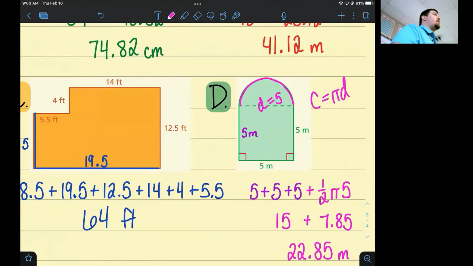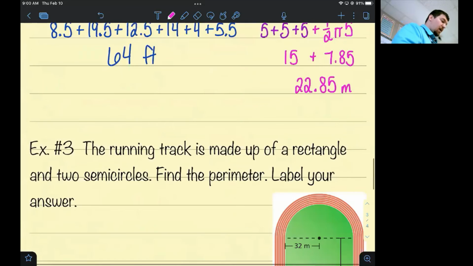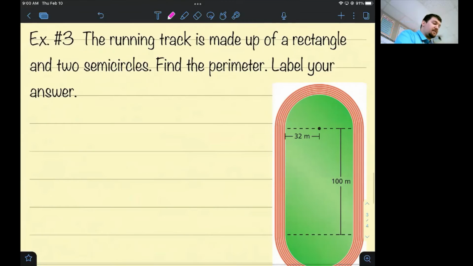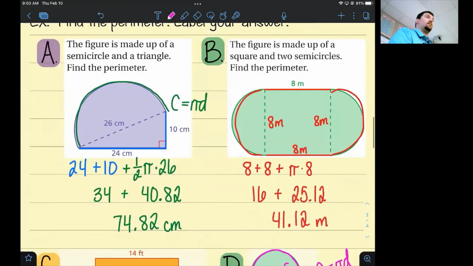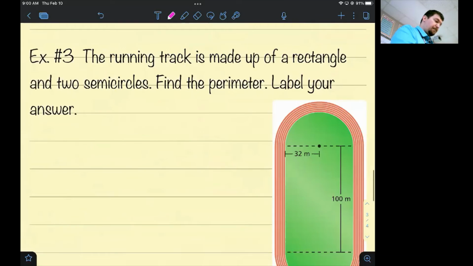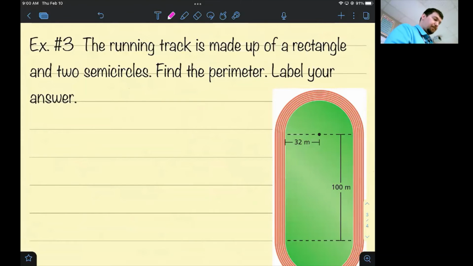That's why when you go to your homework tonight, you're not going to see a ton of homework questions, because each homework question has lots of sides I have to add on to it. Okay. Let's move into this problem. It says, the running track is made up of a rectangle and 2 semicircles. It looks just like this one we did, example B. Find the perimeter.